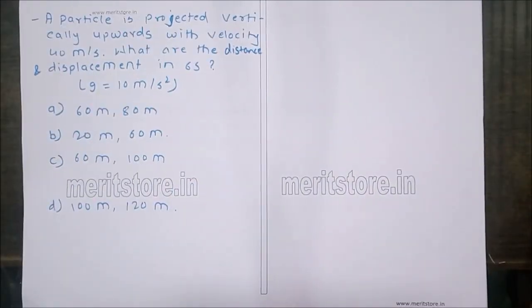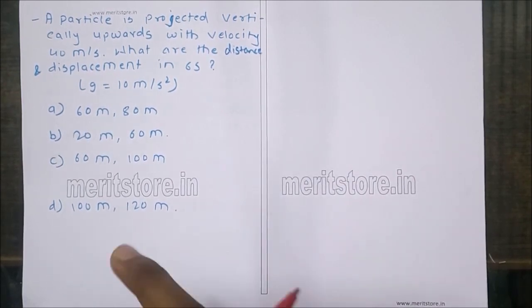A particle is projected vertically upwards with a velocity of 40 meters per second. What are the distance and displacement in 6 seconds? Take g as 10 meters per second square. The options given are 60 meters and 80 meters, 20 meters and 60 meters, 60 meters and 100 meters, 100 meters and 120 meters.